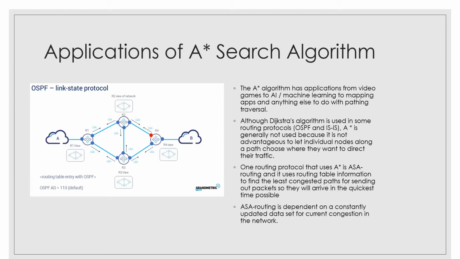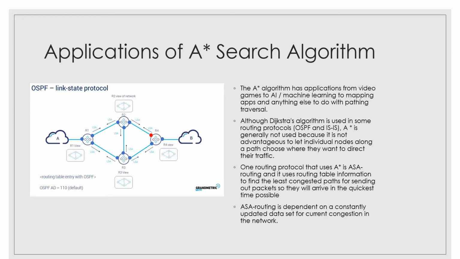And Dijkstra's algorithm is used in certain routing protocols like OSPF and IS-IS, but A-star generally isn't used because it's apparently not a great idea to let individual nodes along a network path choose where they want to send their traffic. Because sometimes you wouldn't be able to tell really where the traffic is going to end up. But there is one routing protocol that uses A-star.